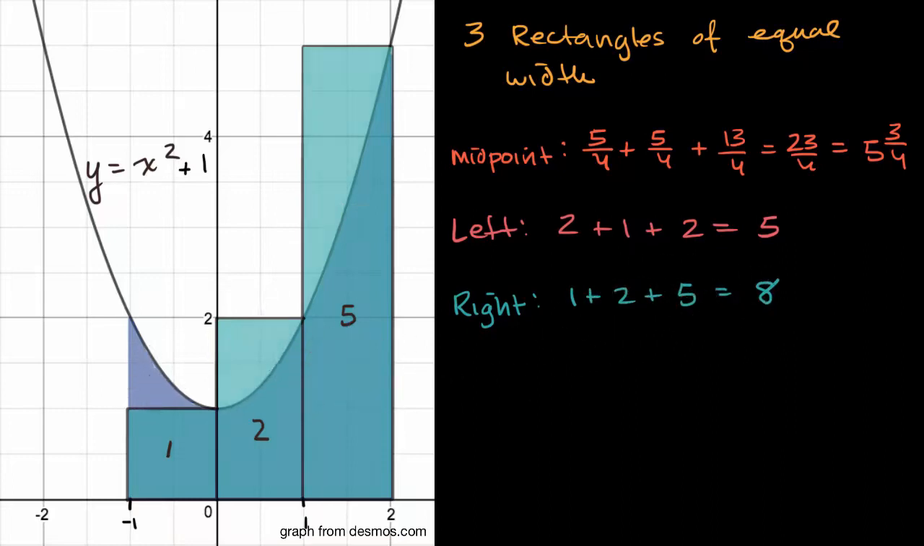So the whole idea here is just to appreciate how we can compute these approximations using rectangles. And as you can imagine, if we added more rectangles that had skinnier and skinnier bases, but still covered the interval from x equals -1 to x equals 2, we would get better and better approximations of the true area.